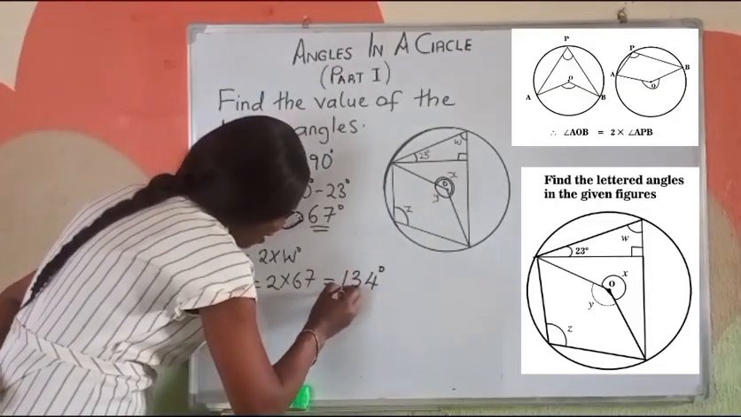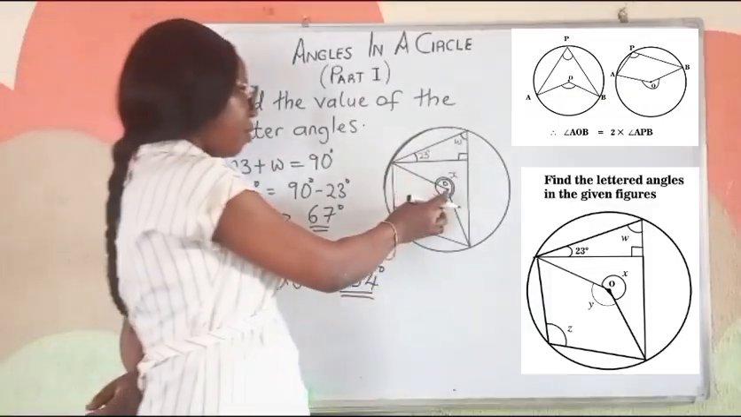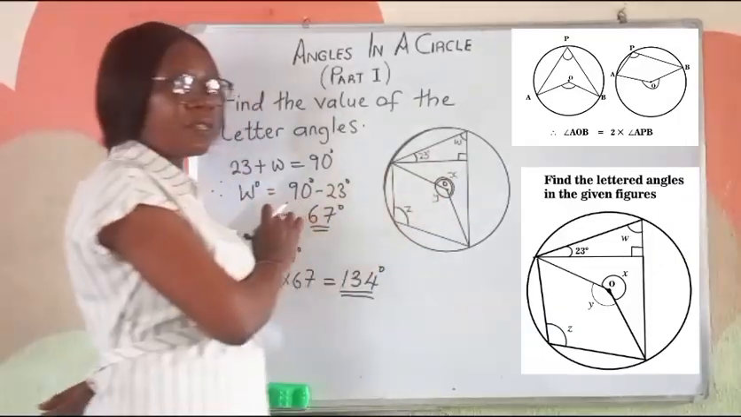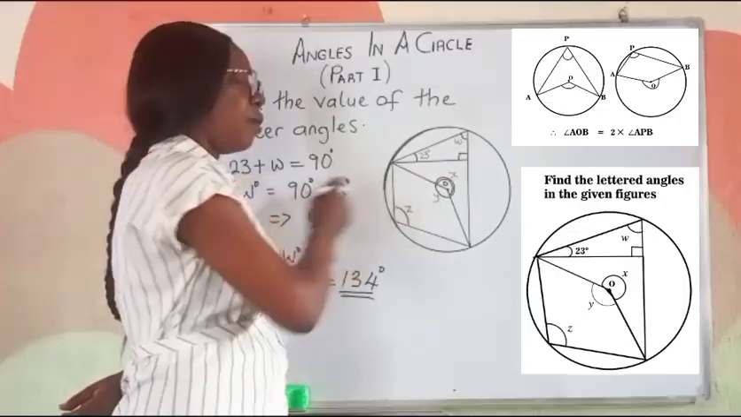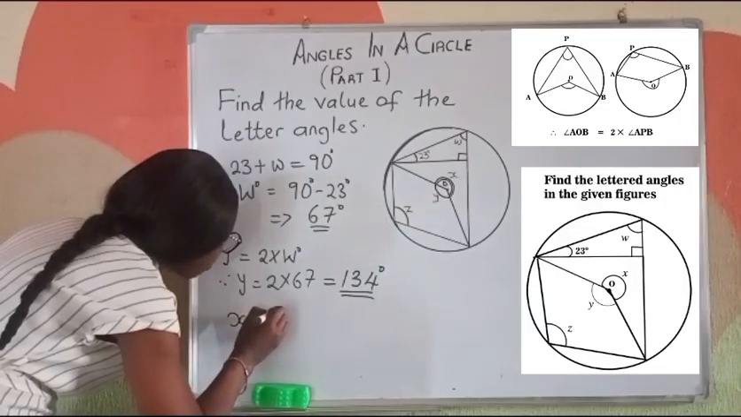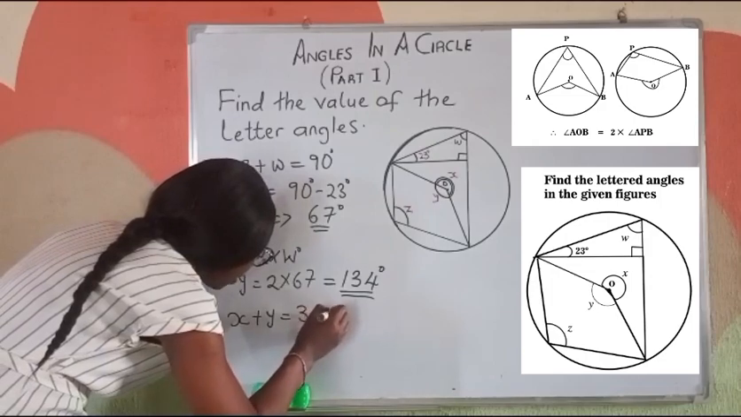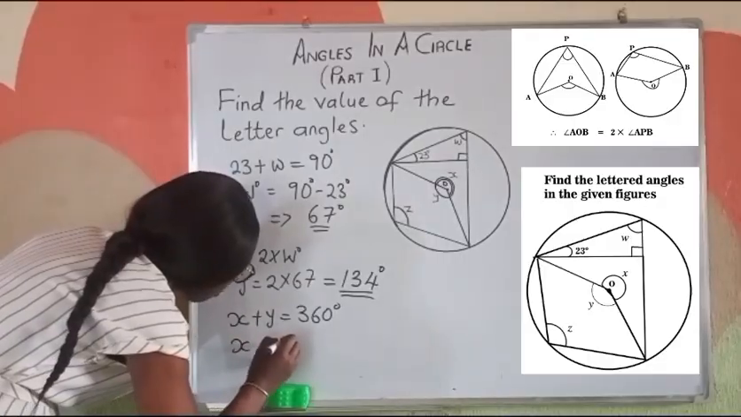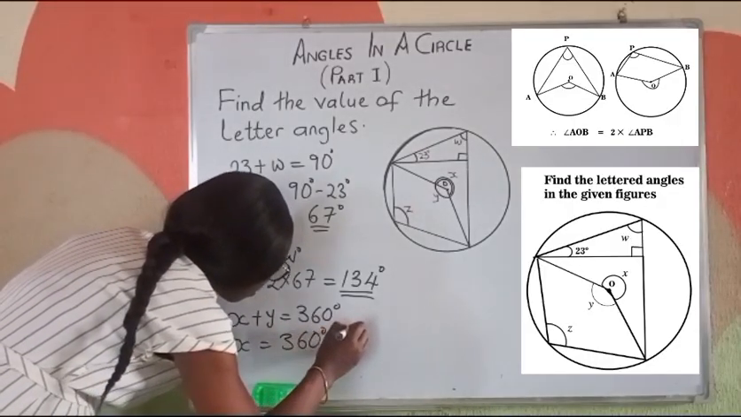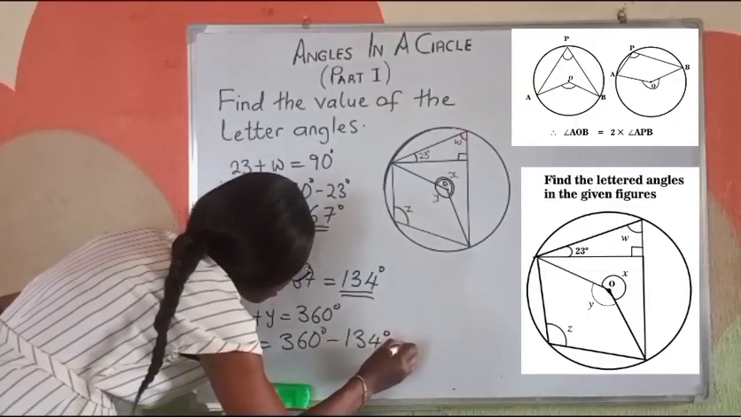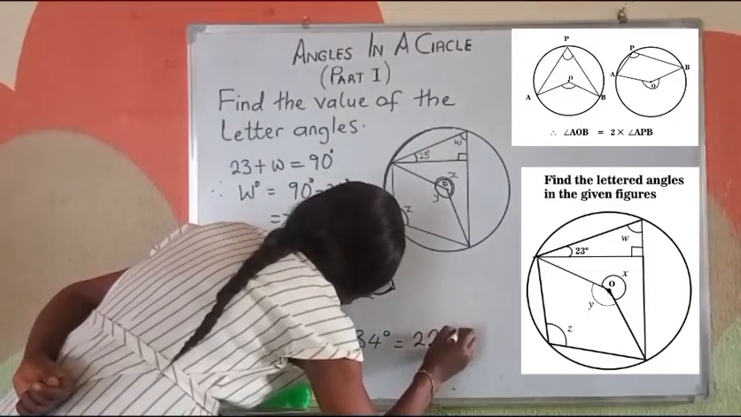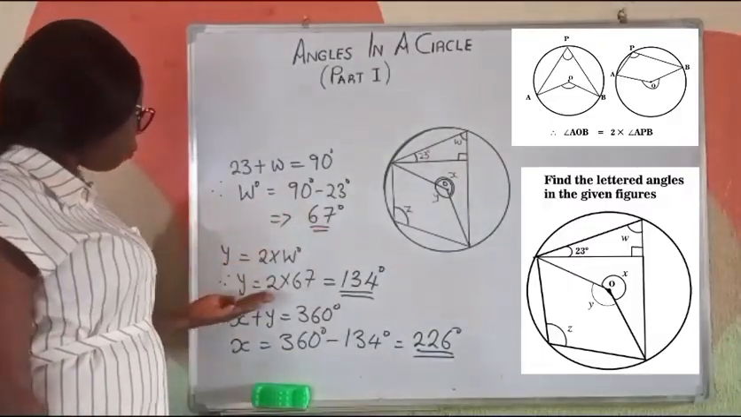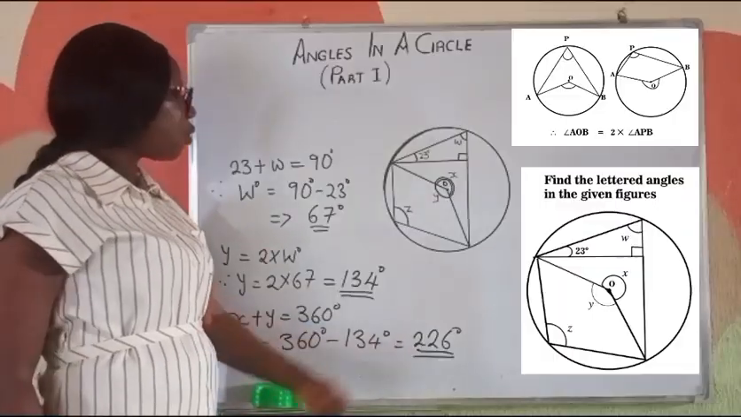Right. So, Y is equal to 134 degrees, and Y plus X is going to give us 360 degrees because both are angles at a point. X plus Y is equal to 360 degrees, and Y is 134 degrees. Therefore, X is equal to 360 degrees minus 134 degrees, which gives us 226 degrees. Alright, so we have gotten the value of W 67, Y 134, X 226.